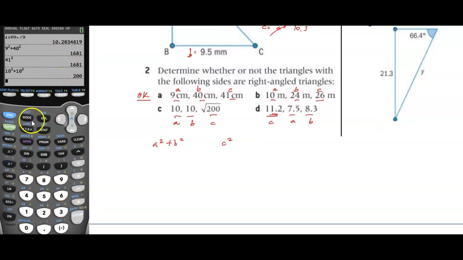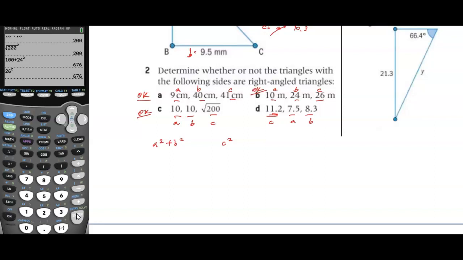And square root of 200 squared, of course, is also 200. So this one is also okay. What about 10, 24, and 26? So we'll do 10 squared. 10 squared is 100. 24 squared is 576. What about 26 squared? 26 squared is 676, so this one is also okay.